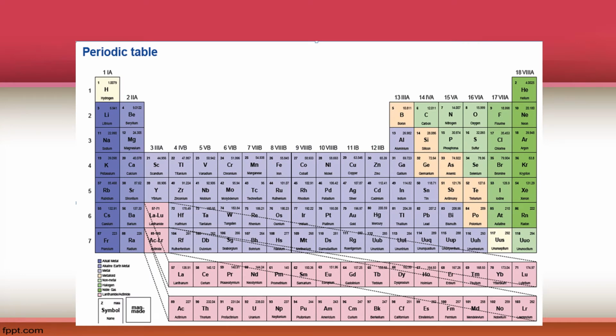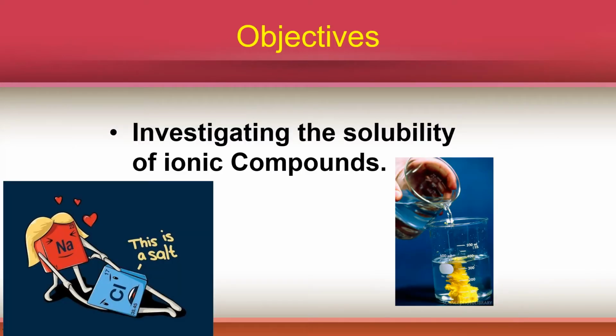As always, we need our periodic table. It is fairly essential for all of these reactions. So today we're going to look at investigating the solubility of ionic compounds, which is forming those precipitates. Here's a nice example of a precipitate reaction. We're mixing two clear liquids together and we're getting that yellow solid formed, which is our precipitate.